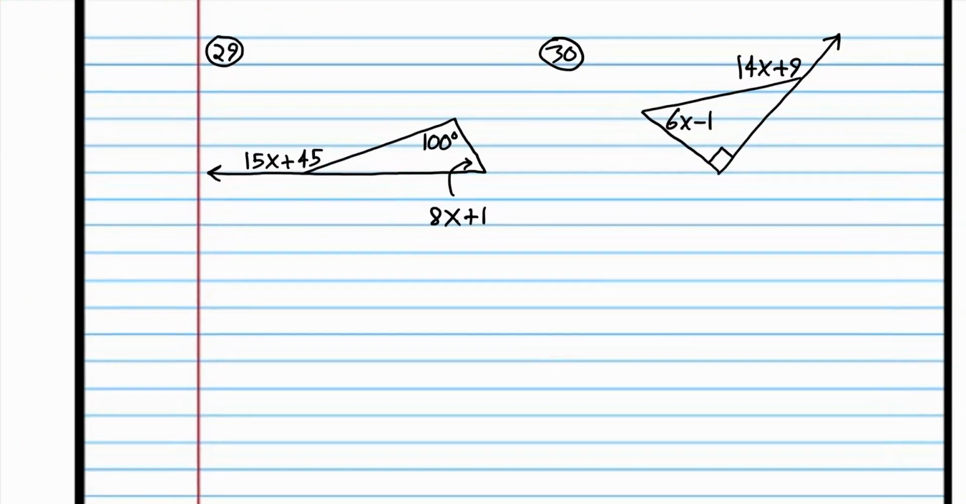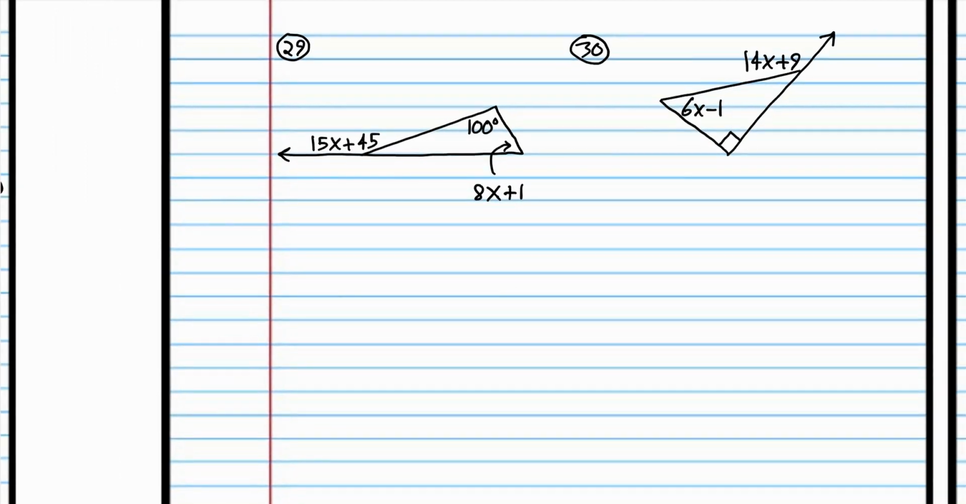Let's do number 29 together. We're going to make a dummy variable again. We'll call this y. And we're going to make two equations. Actually, let's do the triangle sum theorem first to keep it consistent. y plus 100 plus 8x plus 1 is equal to 180 degrees by the triangle sum theorem. The sum of all the angles must be 180 degrees.